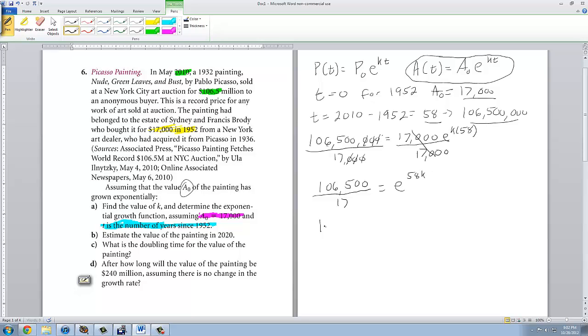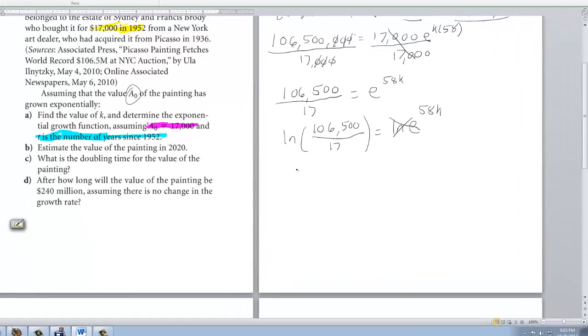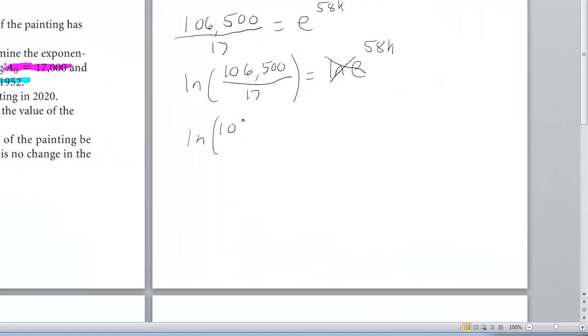Then we're going to take the natural log of both sides. We do the natural log because we're dealing with the exponent e here, and it will save an extra step compared to doing the common log. Natural log of e to the 58k. Let's scroll down a little bit to give us some more room. Why do we do that again? Because this becomes an inverse operation. We are doing a log base e of an exponential e, and they technically go away. It leaves you with the natural log of 106,500 divided by 17 is equal to 58k.